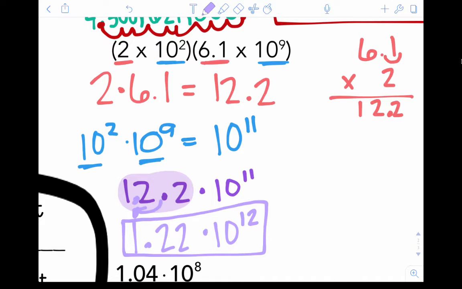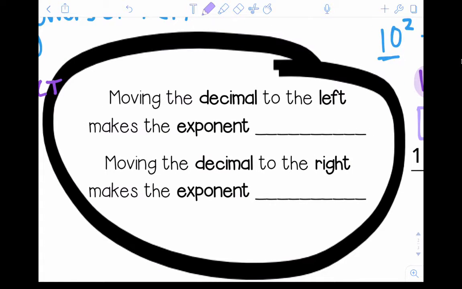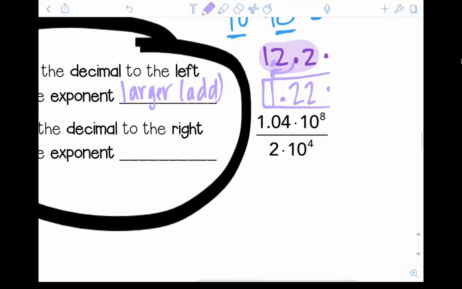But why did I make it 12 instead of 10? Well, the rule is moving the decimal to the left makes the exponent larger, which means you're going to add. So when you move to the left, you add. I want you to repeat that a couple more times. When you move to the left, you add. That is super, super important. When you move to the left, you add your exponent.